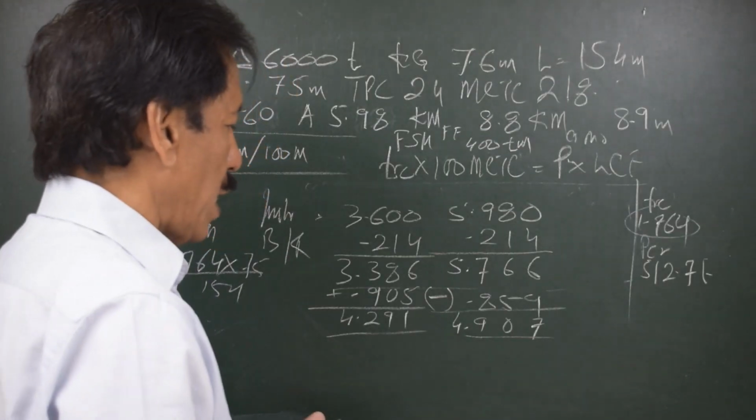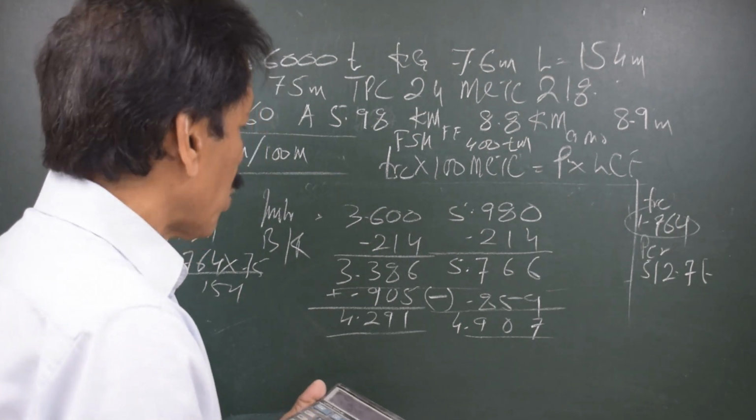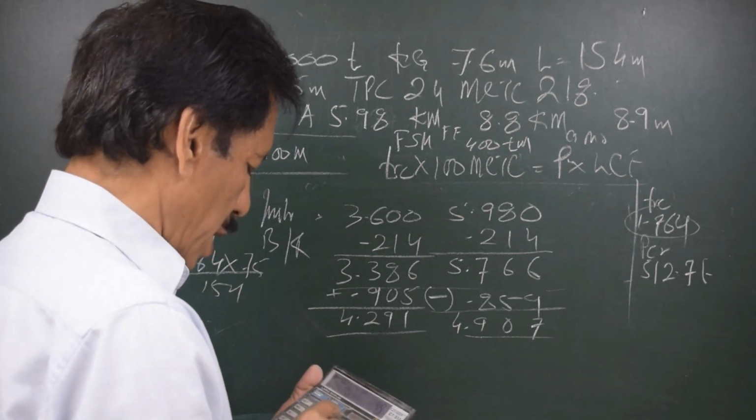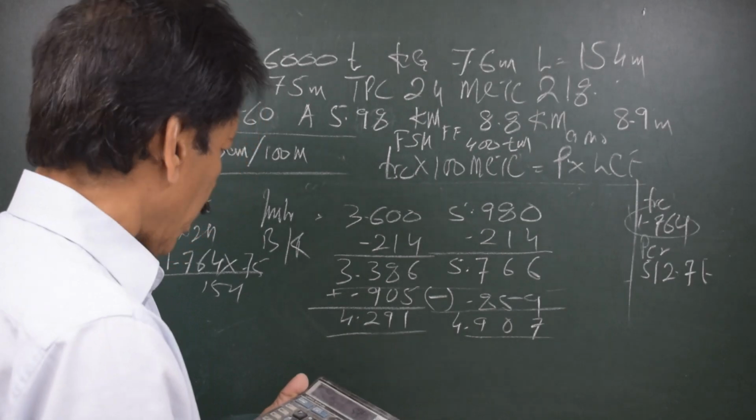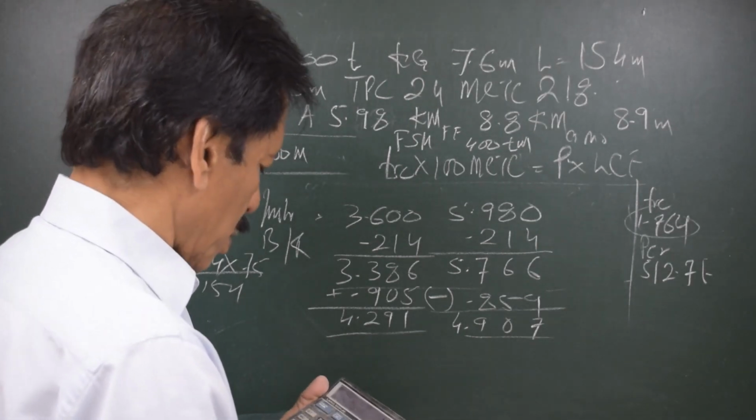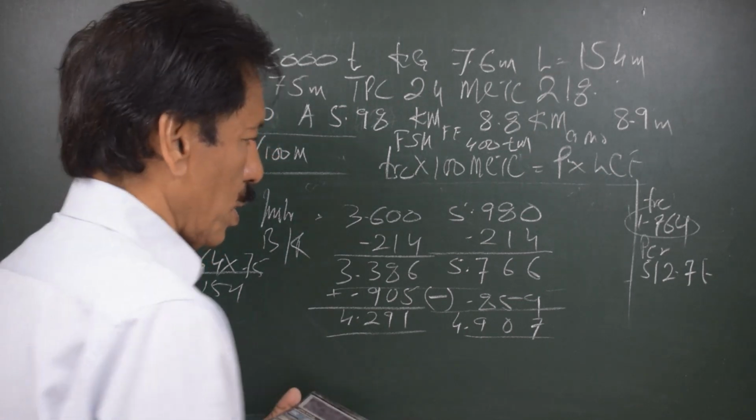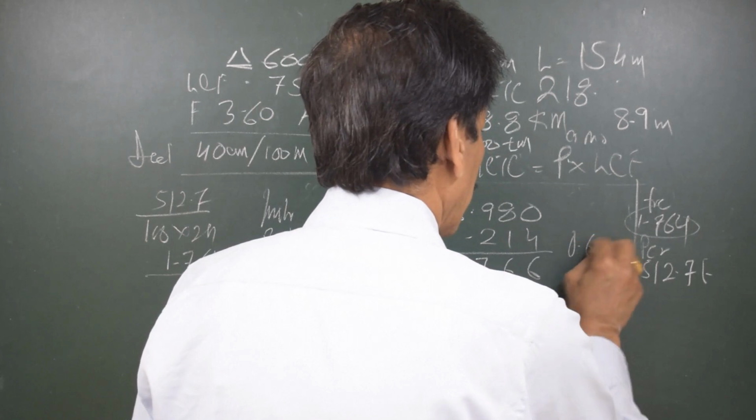4.291 and 4.907. Let us see what is the trim when the ship sits all over. 4.907 minus 4.291 gives me 0.616.